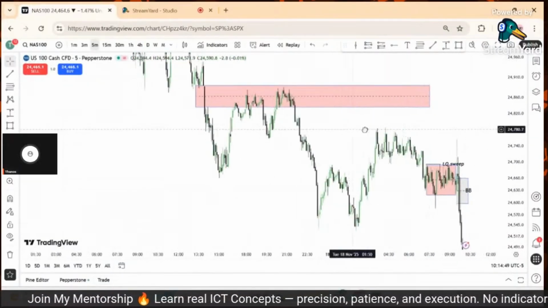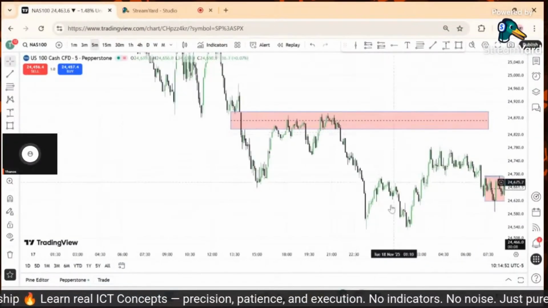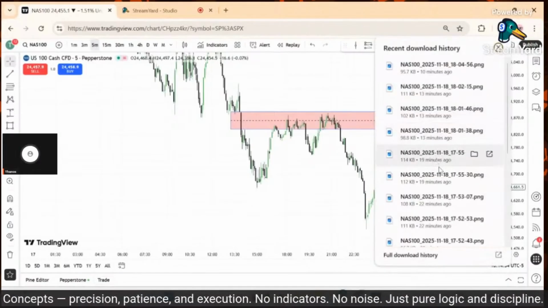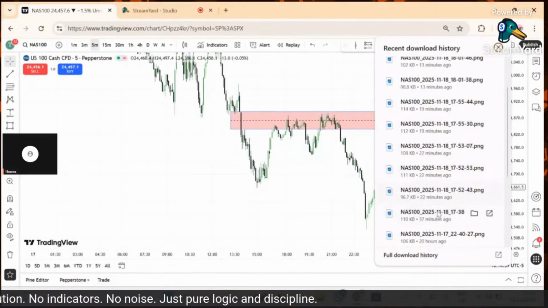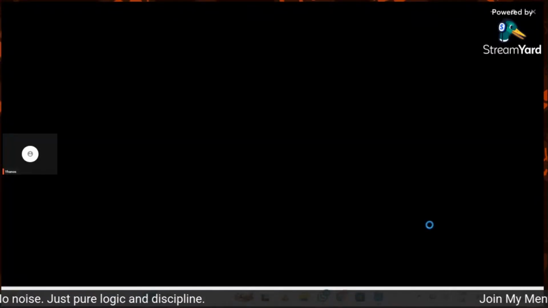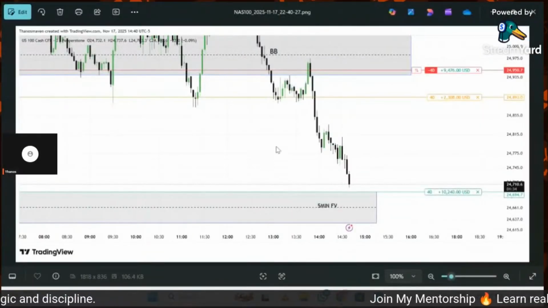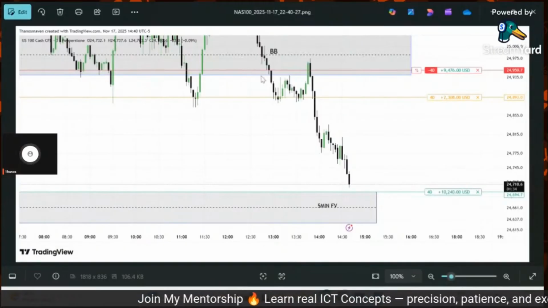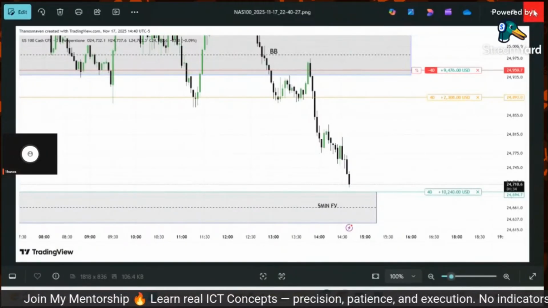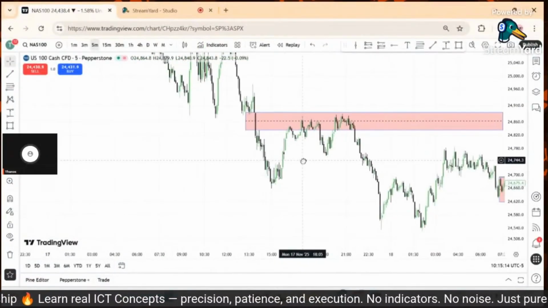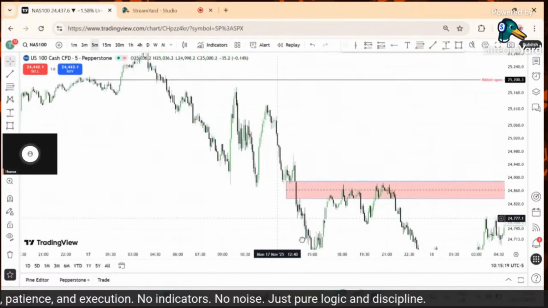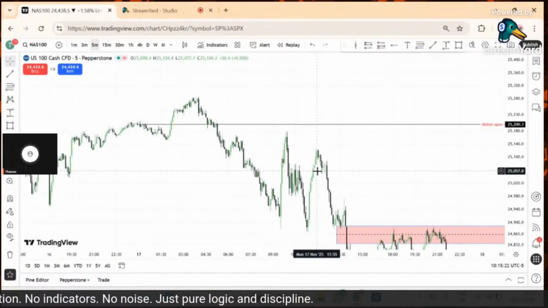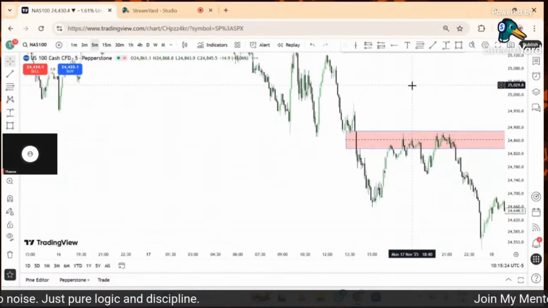Let me see. Where is it? I want to see what happened. This was a higher time frame breaker that I had marked. Oh, okay, I understand. That was a higher time frame breaker that I had marked. Is it here? Yes, I think it's here.